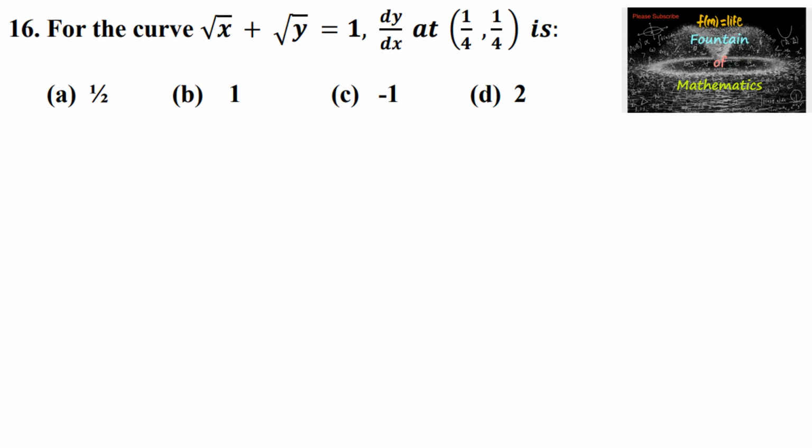For the curve root x plus root y is equal to 1, find dy by dx at the point 1 by 4 comma 1 by 4, that is at x is equal to 1 by 4, y is equal to 1 by 4. We need to find dy by dx. So let us differentiate this curve, root x plus root y is equal to 1.